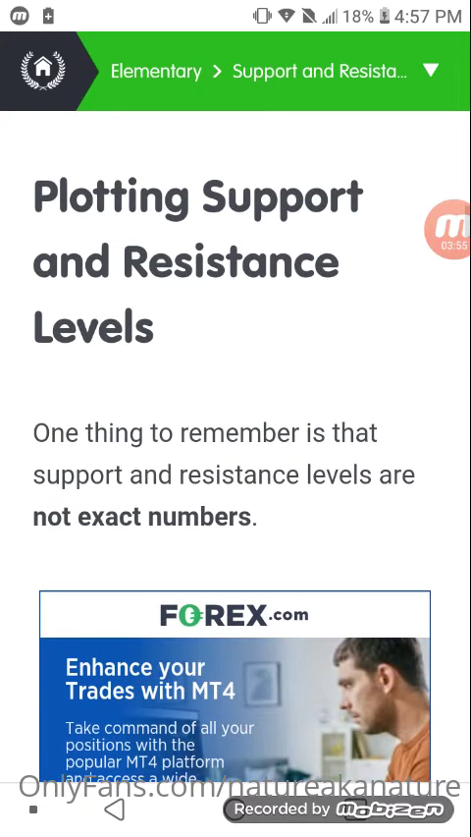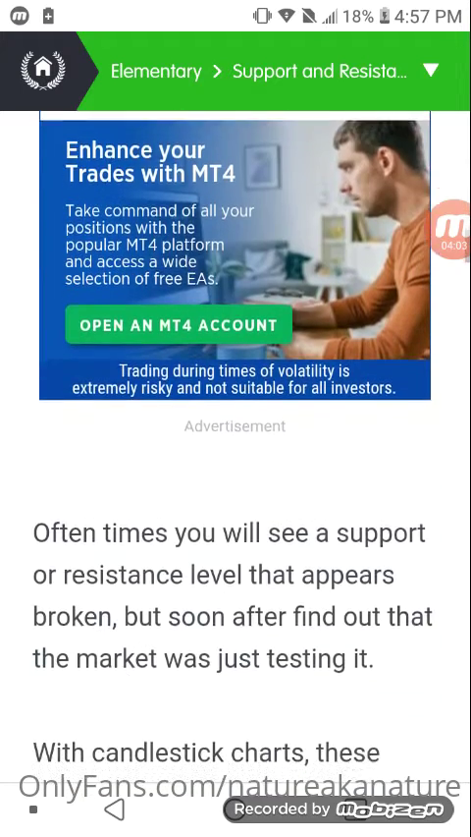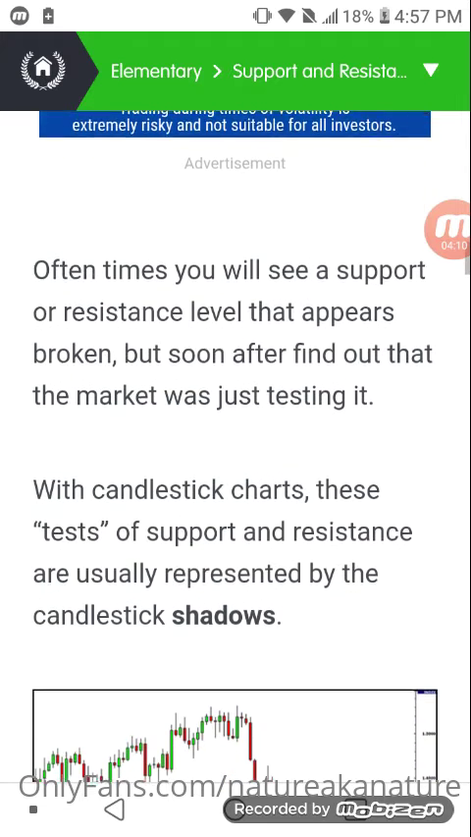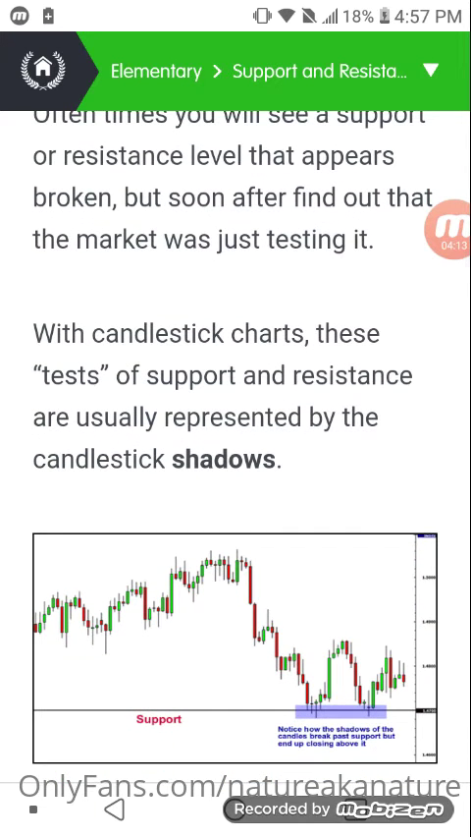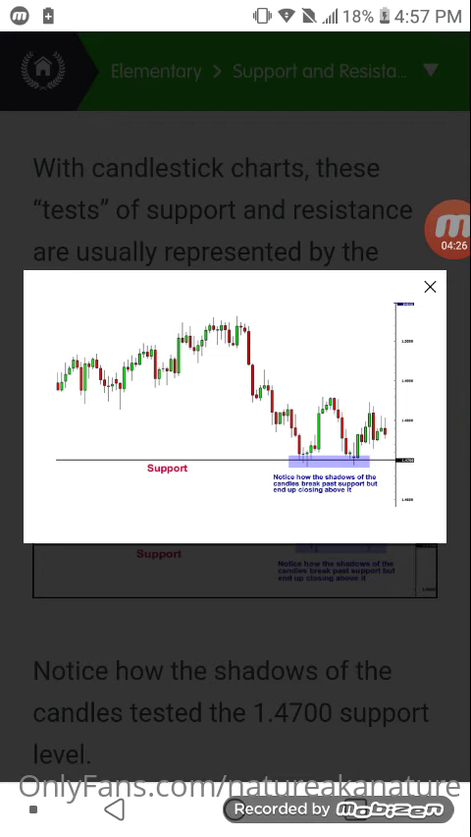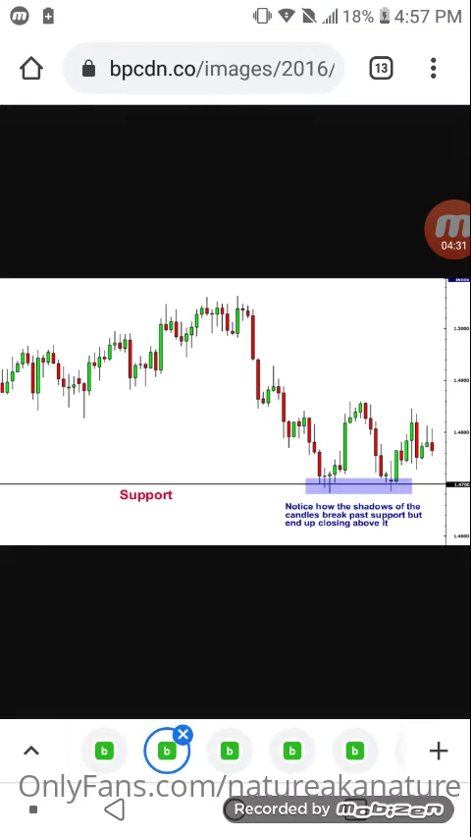No worries. When plotting support and resistance levels, one thing to remember is that they are not exact numbers. Oftentimes you will see support or resistance levels that appear broken, but soon after find that the market was just testing it. We already know about that with candlestick charts. These tests of support and resistance are usually represented by candlestick shadows. When price does test the market, it's going to make shadows. We already ran over this in our previous lessons. This is very important, I just wanted to go over it again.